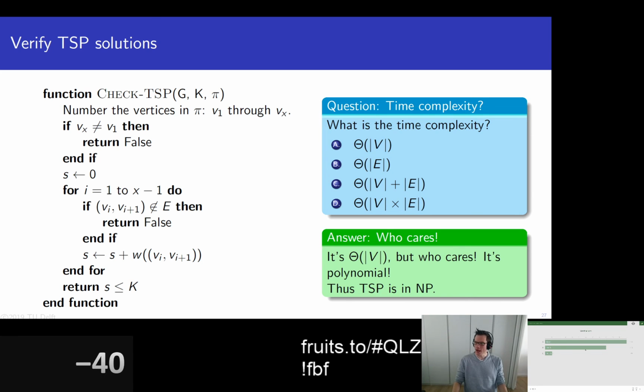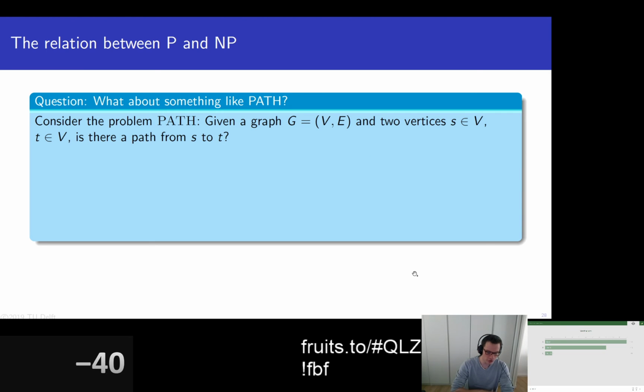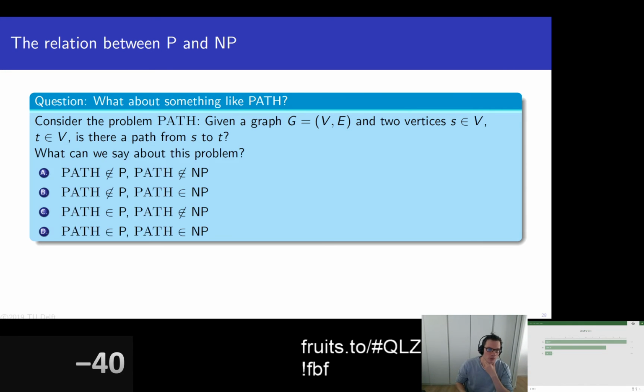So just before the break, I introduced to you the classes P, problems that are easy to solve, and the class NP, problems that are easy to verify a solution to, where easy means polynomial time. So problems that can be solved in polynomial time, problems that can be verified in polynomial time. And for TSP, we've seen that we can verify a solution in polynomial time. Now, consider the problem Path. Given a graph and two vertices, is there a path from vertex S to vertex T? What do we know about this problem? Is it in P? Yes or no? Is it in NP? Yes or no?